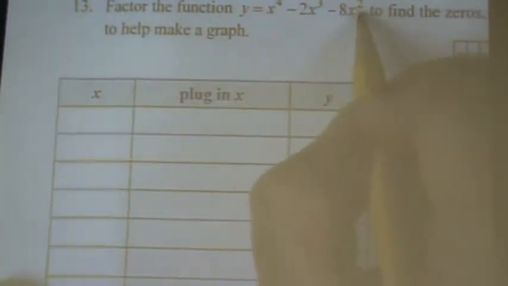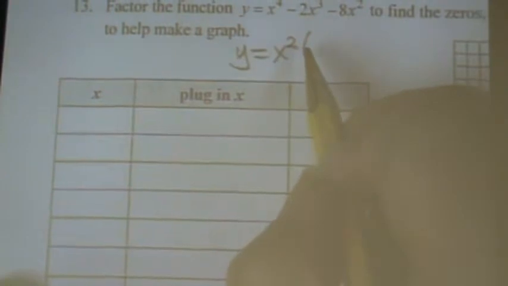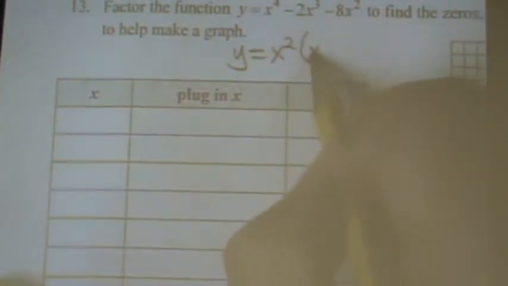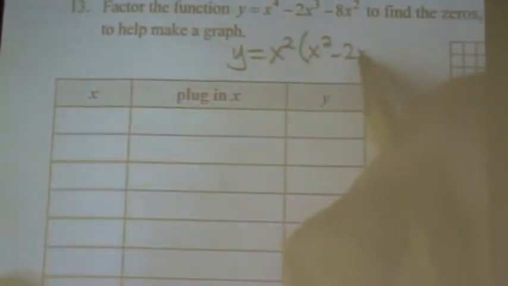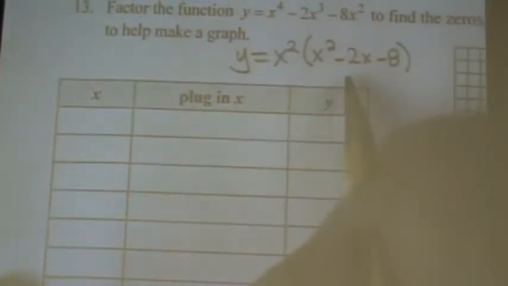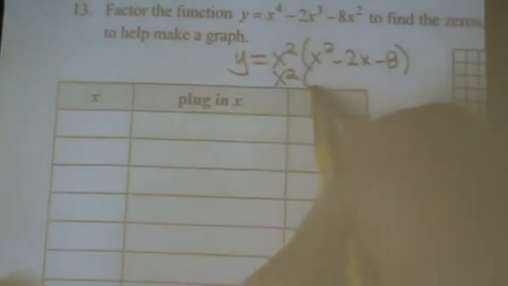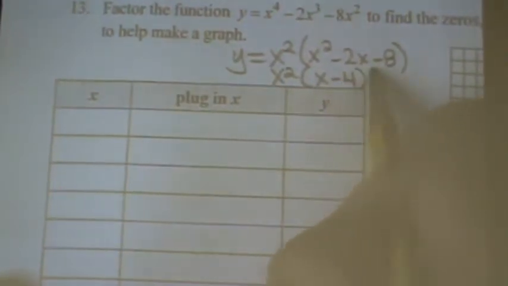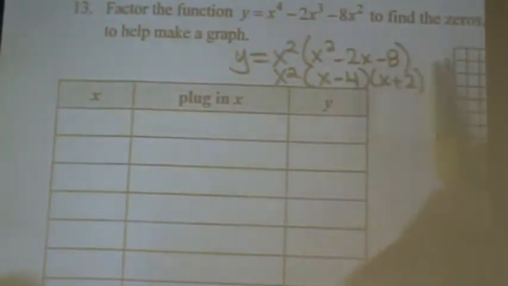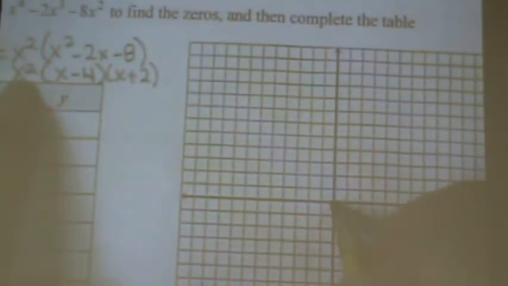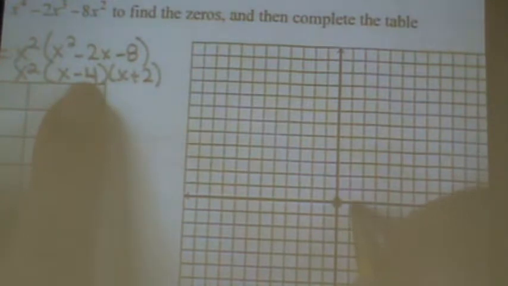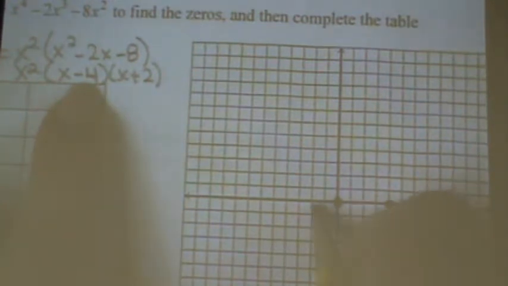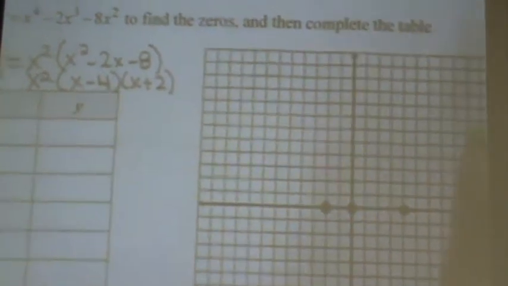So x squared, you're going to take out x squared. Did everybody see that? You have to be able to factor this. And you're left with x squared minus 2x minus 8. And then how do you factor this? x minus 4 and x plus 2. So what are your zeros? Here's one of them, 0. Here's another one, 4. 1, 2, 3, 4. And then -2.